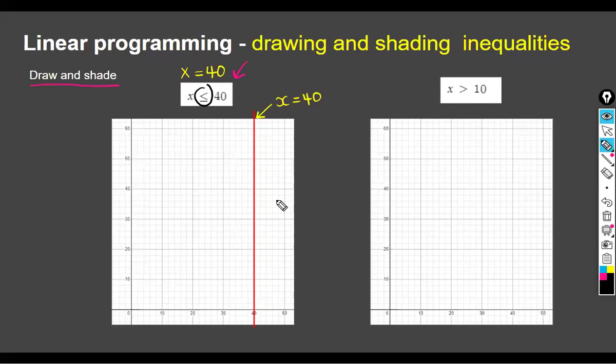Which side do you think naturally less than would refer to? The left-hand side or the right-hand side? If you had to associate less than with either left or right, which one would you most likely choose? Left. Okay? So that means this vertical line, to complete the question, we have to shade the left-hand side of the graph. So the left-hand side of the graph, we just shade it out.